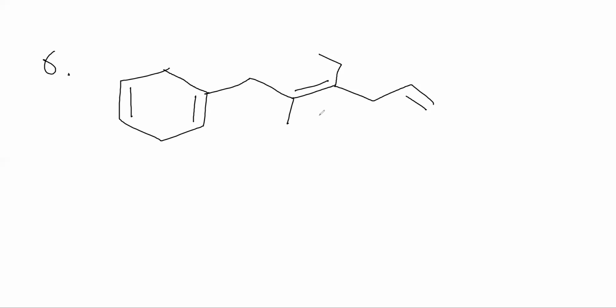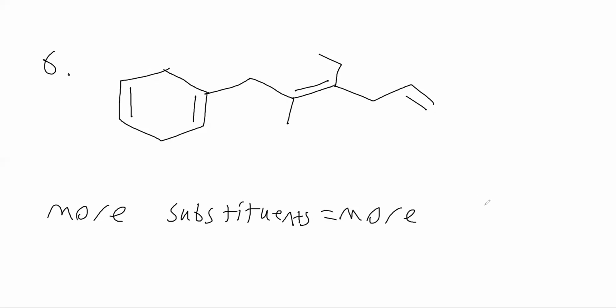Okay, what is the trend for alkene stability? The more substituents it has, does that mean it's more or less stable? More stable, that is correct. It's the same trend as carbocations and radicals. More substituents means more stable.